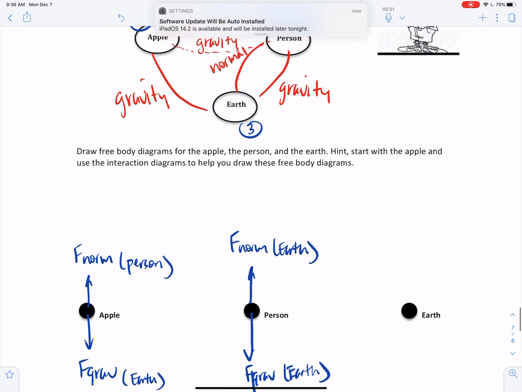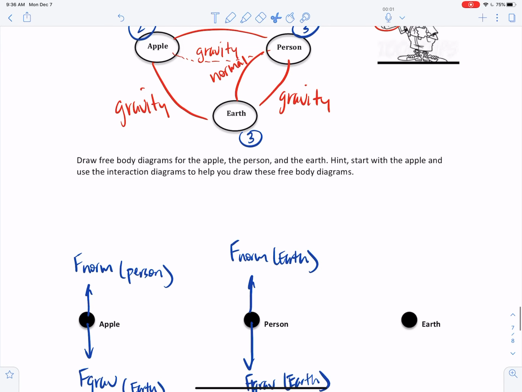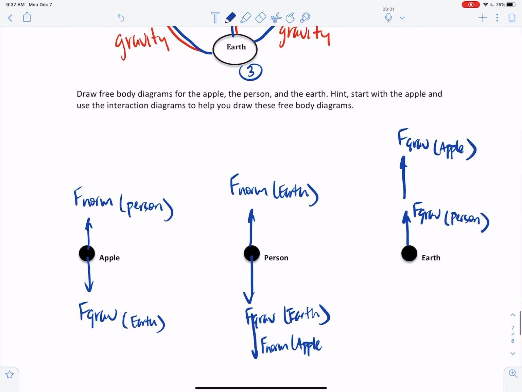And then we're ready for the earth. The earth has three forces on it, two forces of gravity and one normal force. So according to the picture, the earth is being pulled by the force of gravity from the person. We see that one here. It's being pulled by the force of gravity from the apple. So we're going to have actually two forces of gravity on the earth, right? One of them is from the apple. One of them is from the person. And then it's got this normal force here from the person. So the earth feels the person standing on top of it. The person is pushing down on the earth. So we would show this normal force from the person.